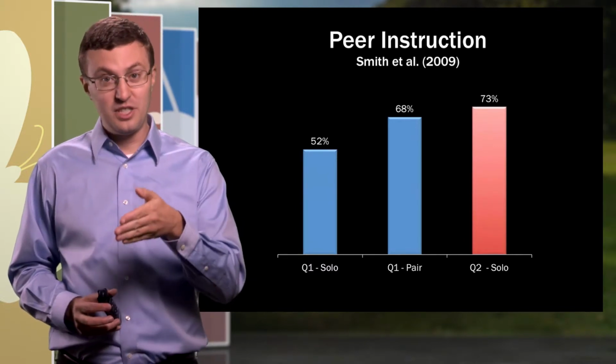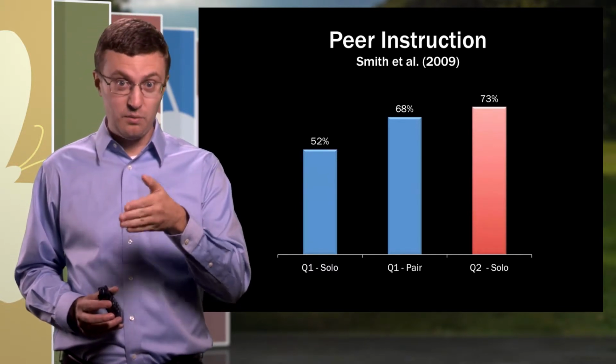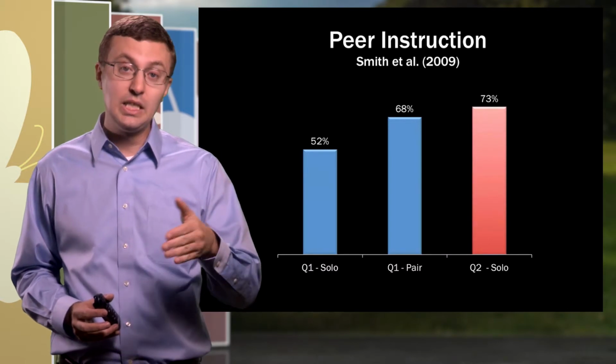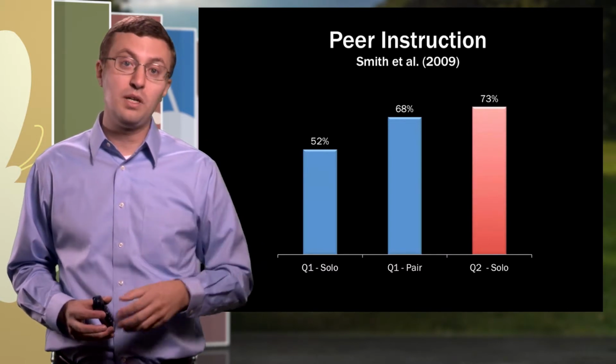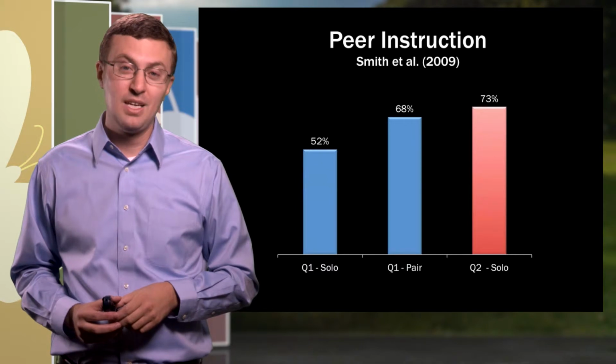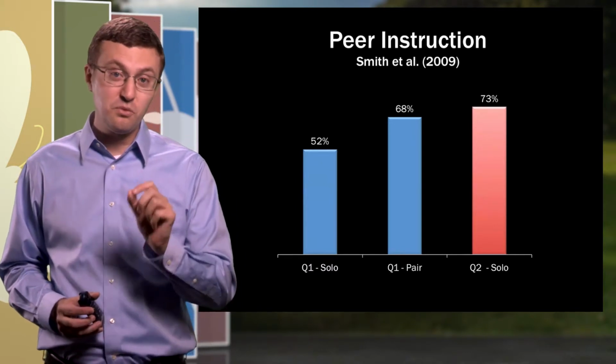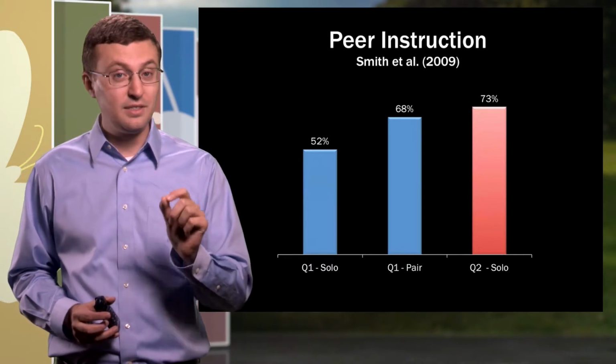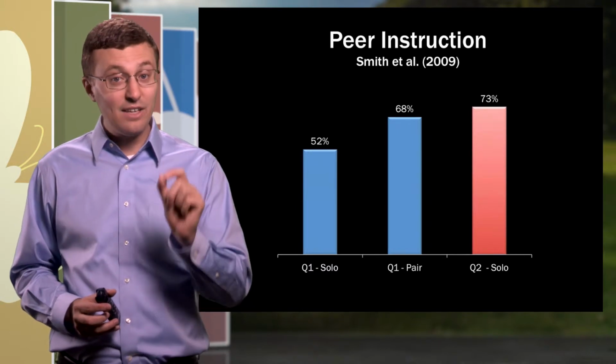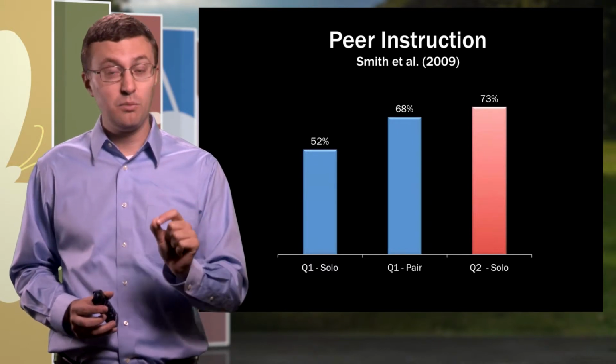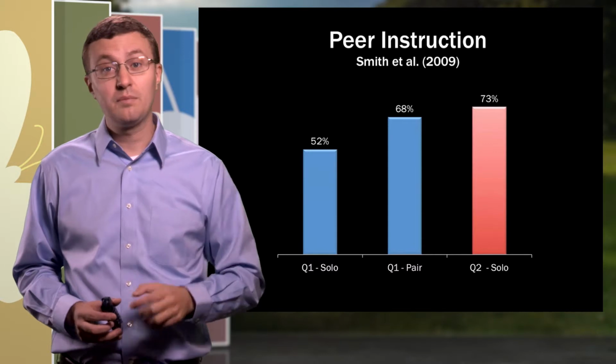Now, after students had a chance to talk about that same question with their partner and then vote again, the correct response rate went up to 68%. Now, what's really interesting is when students were then asked the second question in that isomorphic pair, and they answered on their own without discussing it with their peers, the accuracy rate went up to 73%.